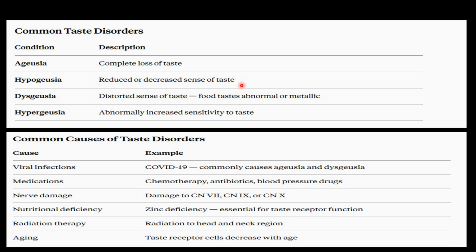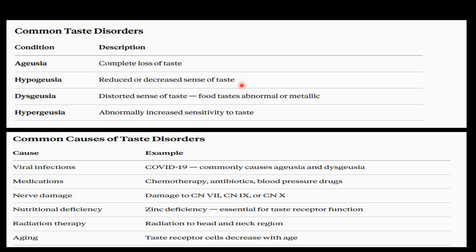The first condition is ageusia, which is complete loss of the taste. Then we have hypogeusia, reduced or decreased sense of the taste. Then we have dysgeusia, distorted sense of taste, food tastes abnormal, like metallic. And then we have hypergeusia, abnormally increased sensitivity to taste.